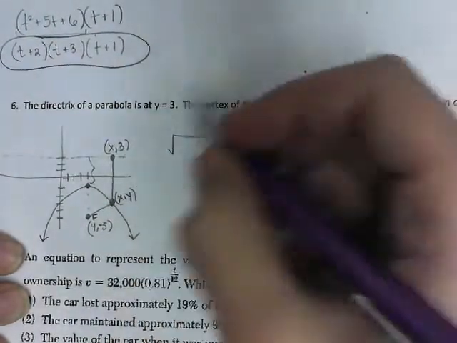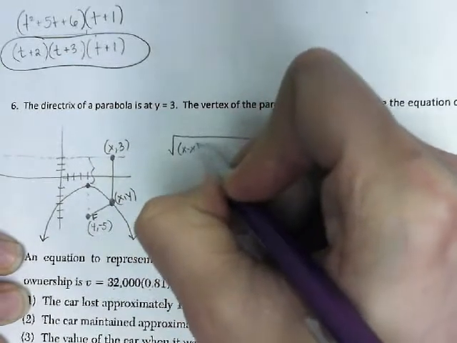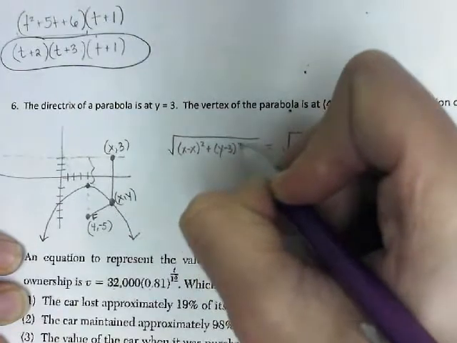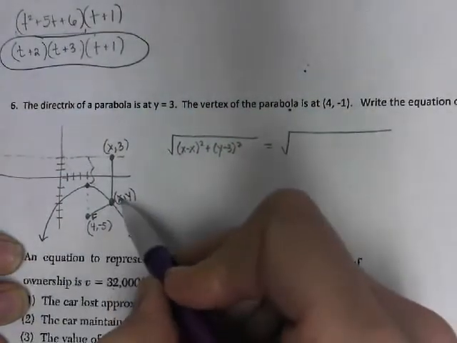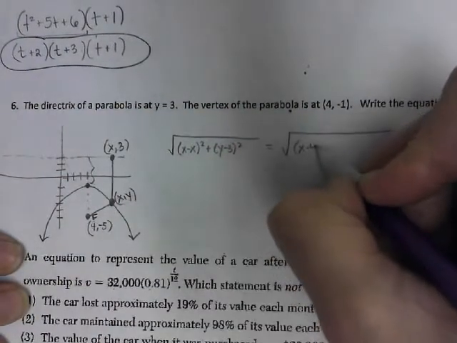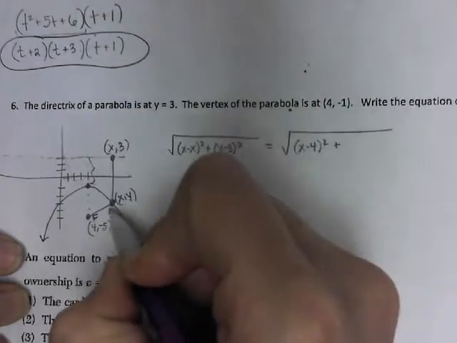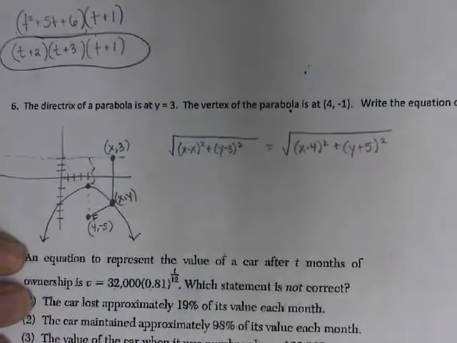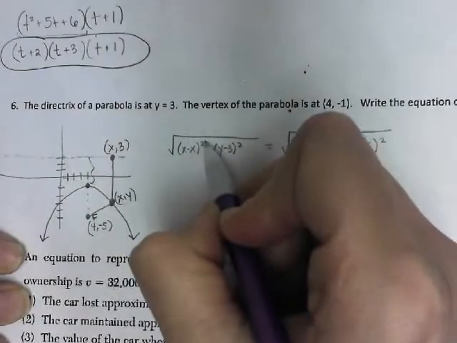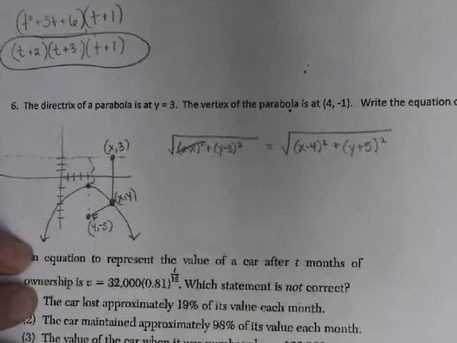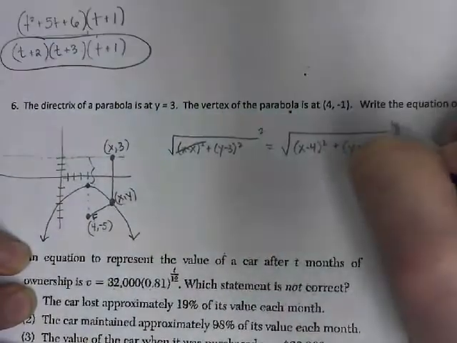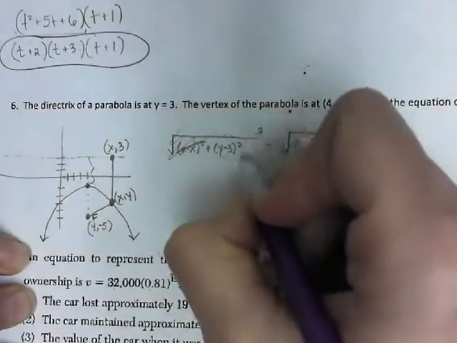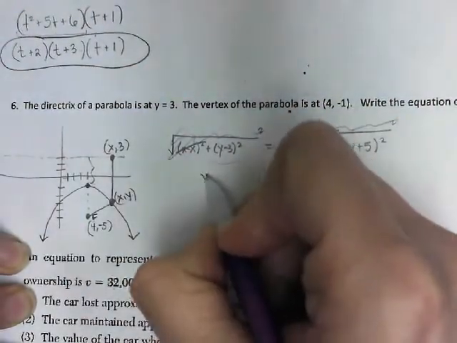So point to directrix, we'll do x minus x squared plus the y minus the 3 squared. Point to focus, we'll do x minus 4 squared plus y minus the negative 5, which will be y plus 5 squared. So, as always happens, something minus itself is 0, and you'll immediately square both sides, which just loses your radicals. Okay, so your left side is y minus 3 squared.